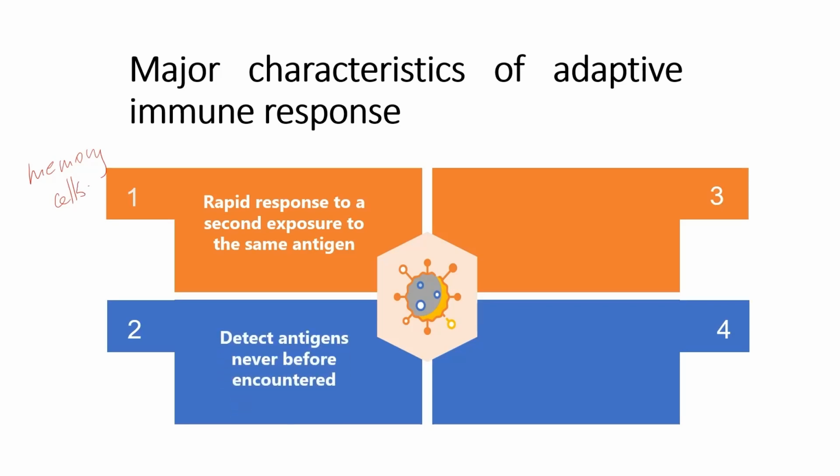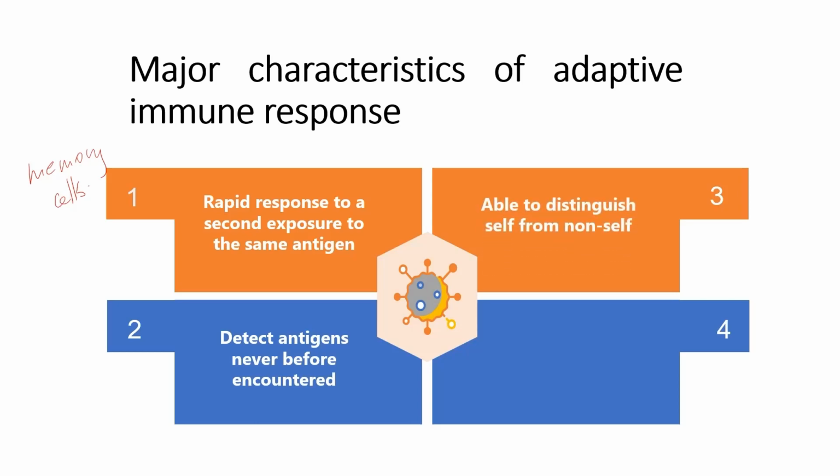Second, the adaptive immune response is able to detect antigens never before encountered. If the antigen infects the body for the first time, our immune system will develop a primary immune response. And if the same antigen infects our body again, a secondary immune response will be developed.